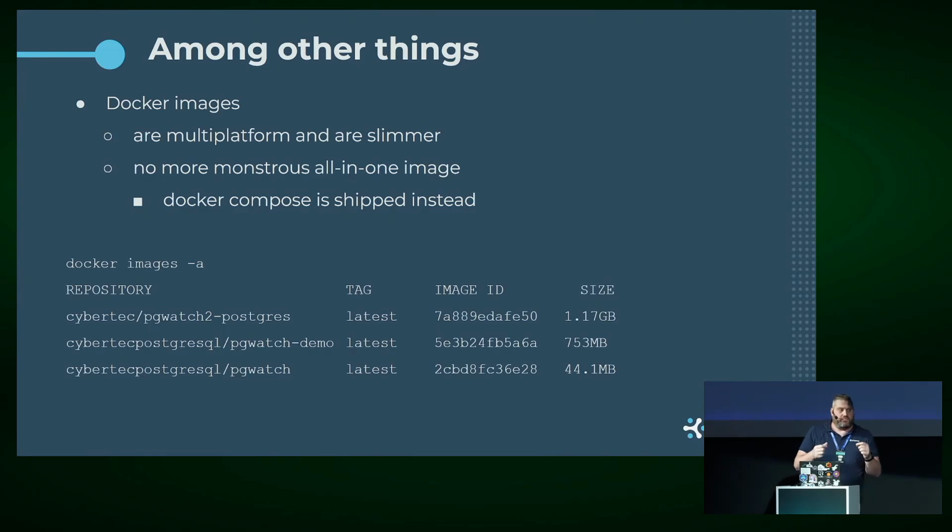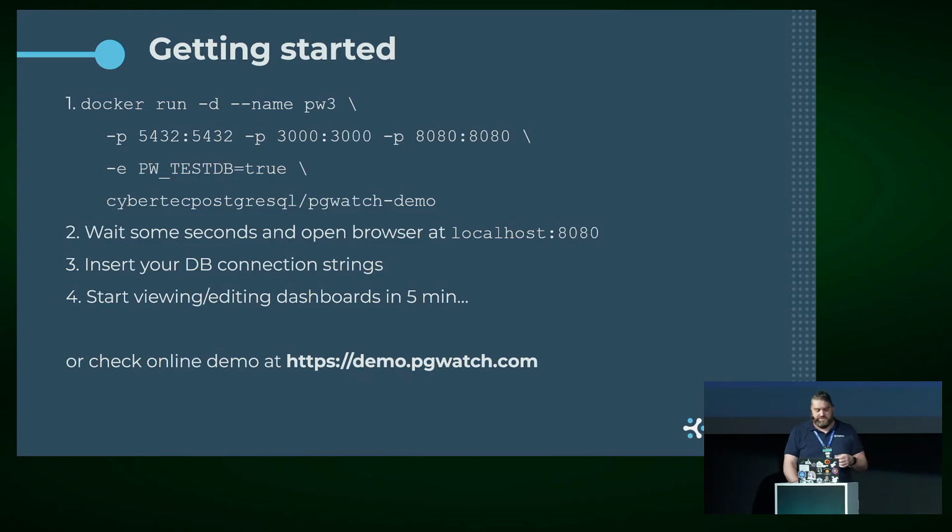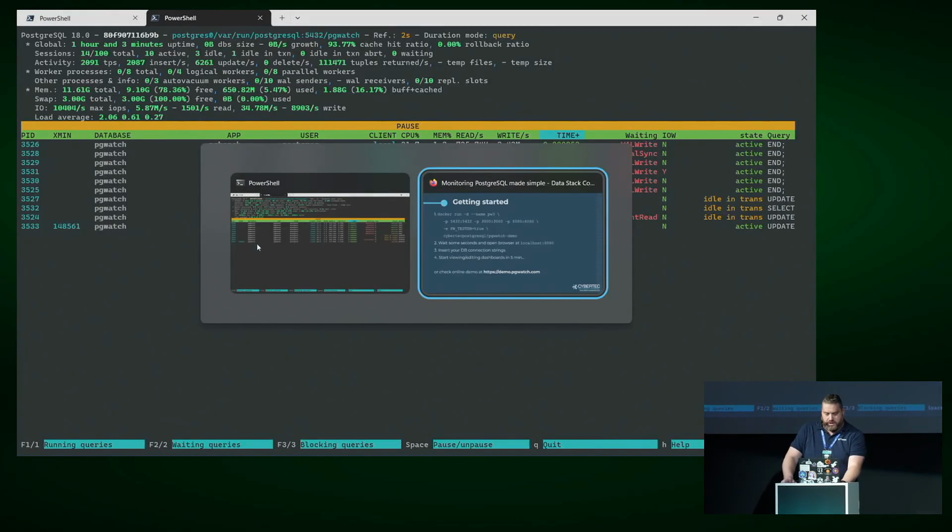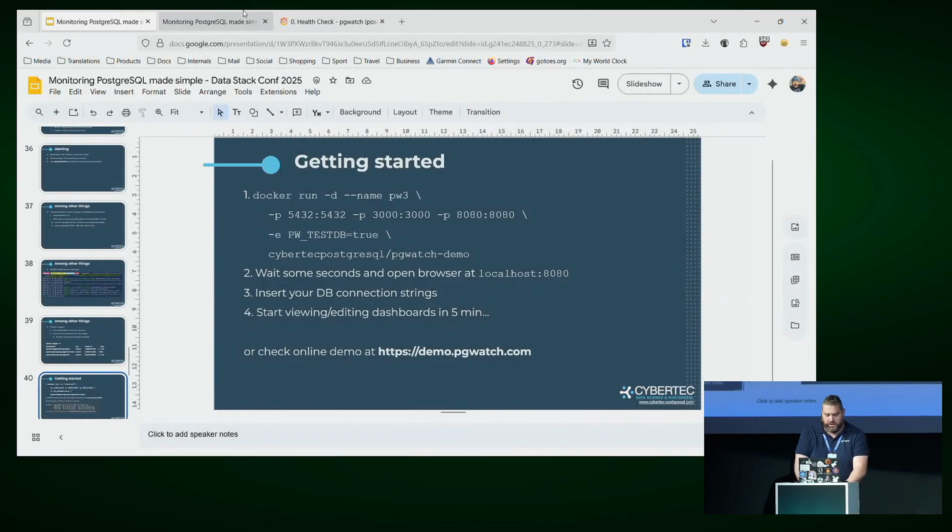And we have a special image for production, PGWatch only. It's only 44 megabytes, easy. In this case, you are responsible for having your own storage and your own Grafana, which you usually have if you're working in a tech company, right? So it's easy to start. If you want to see how it looks, you start the PGWatch demo and you can see what's going on. Or you can go to demo.pgwatch.com, and this is how it should look.